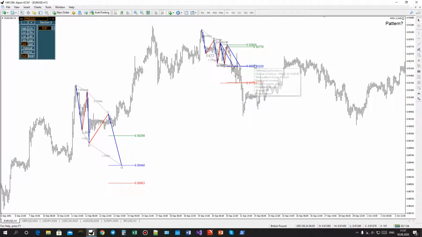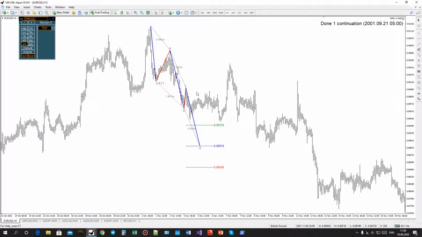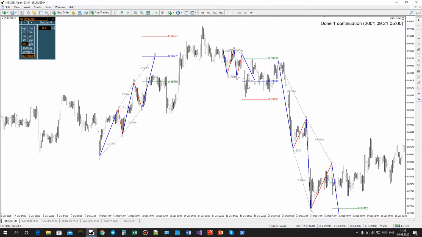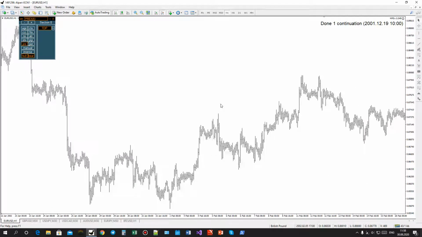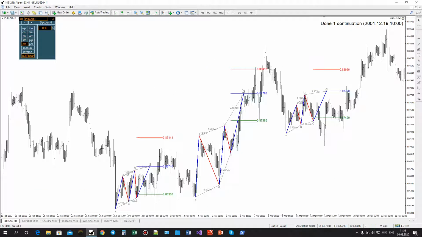Okay, the first pattern is a loss, and the second one is a loss as well. Two patterns go side by side. Invalidates the C point, invalidates the C point. This one is almost a win, but then turned to a loss. This one undershoots the entry, invalidates the pattern.